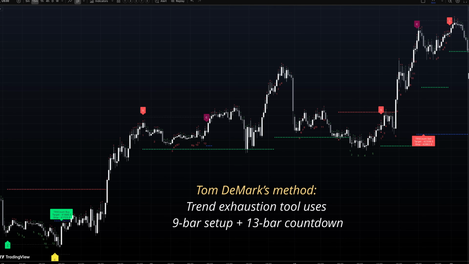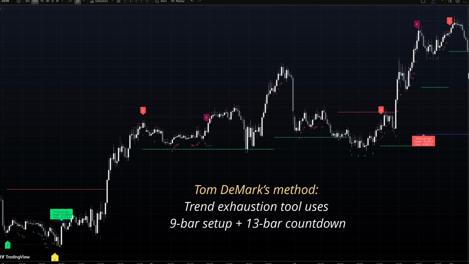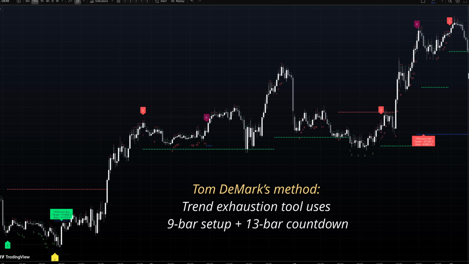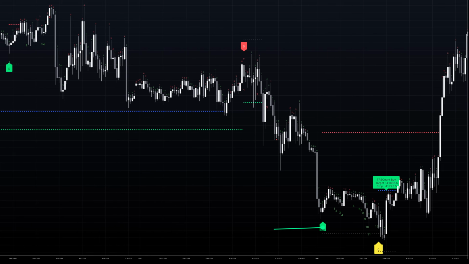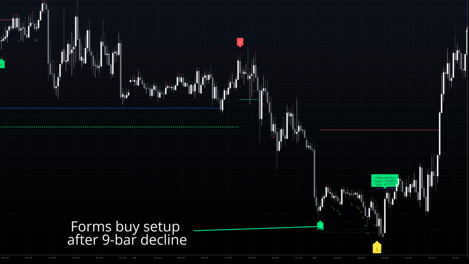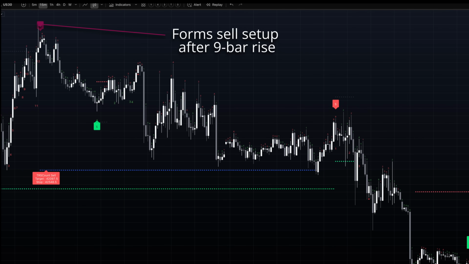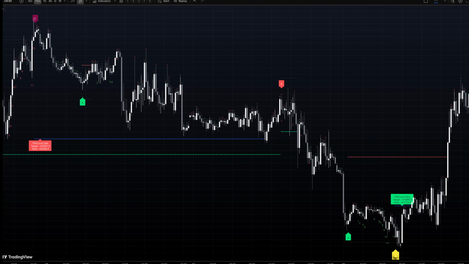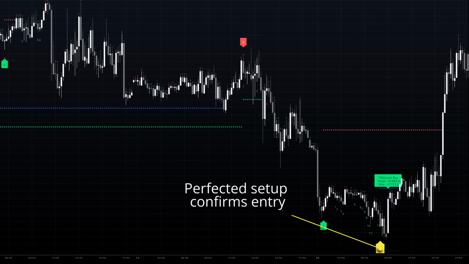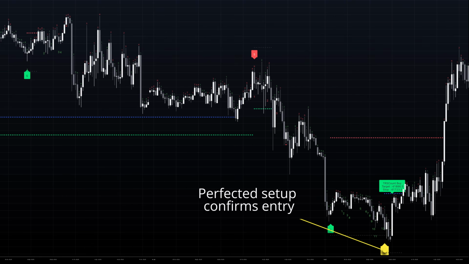The indicator implements Tom DeMark's sequential counting approach with a 9-bar setup phase, followed by a 13-bar countdown phase. When price closes lower than its value 4 bars ago for 9 consecutive bars, it forms a buy setup. Similarly, 9 consecutive closes higher than 4 bars ago creates a sell setup. The system then requires these setups to be perfected by specific low-high comparisons before proceeding to the countdown phase, which tracks specific price action patterns to completion.